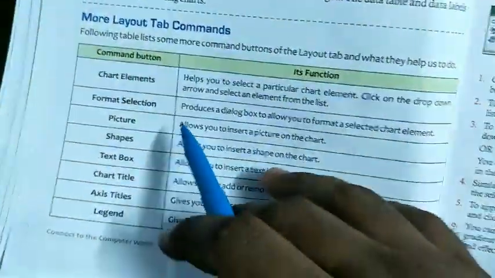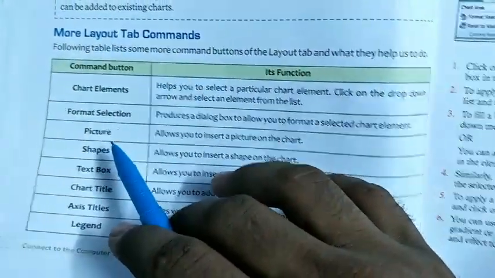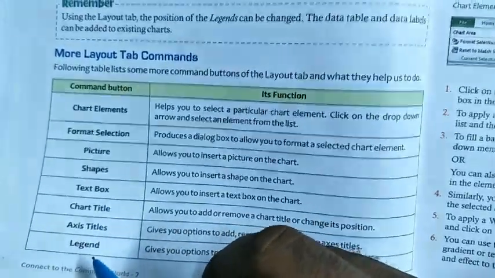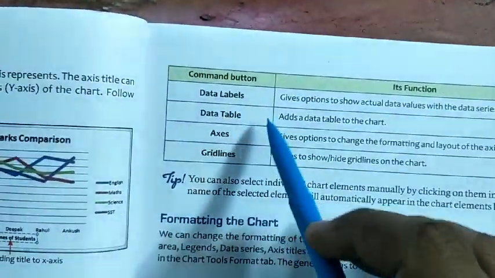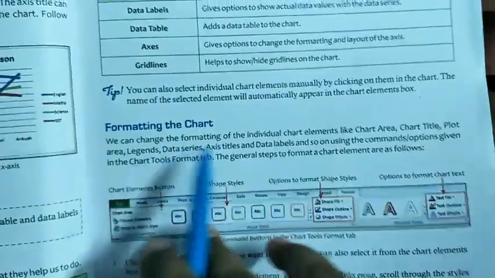So all the commands given in your book have been completed: chart elements, format section, picture, shapes, text box, chart title, axis title, legend, data labels, data table, axis and grid lines. Okay, next one is formatting the chart.